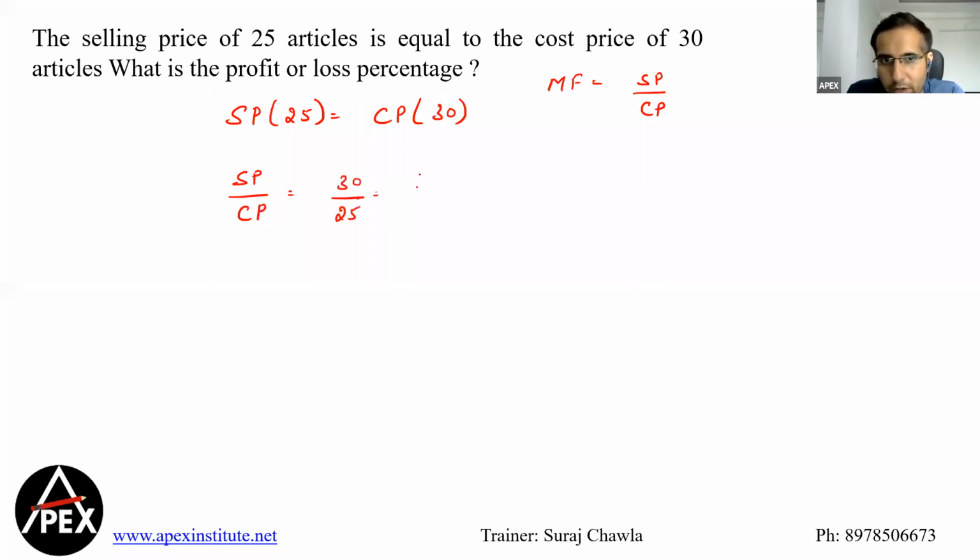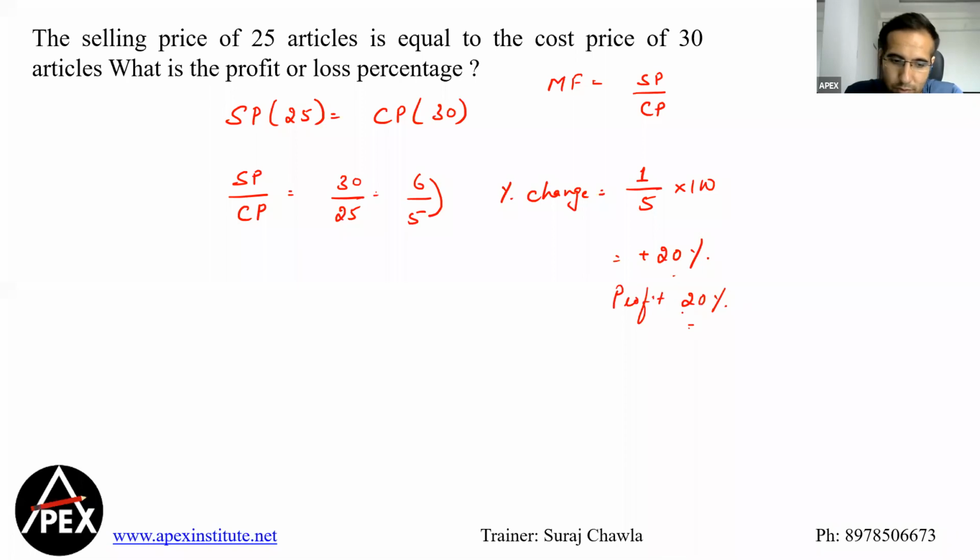What is 30 by 25? 30 by 25 is 6 by 5. So from multiplying factor, percentage change. What is percentage change? Numerator minus denominator, that is plus 1 by 5 into 100, which means plus 20%, which means what is the profit or loss percentage? We want profit of 20%. Clear, guys?